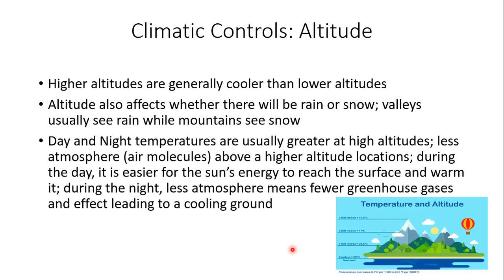You get less atmosphere at higher altitudes. That means there are fewer air molecules. They're less crowded up there, those molecules. During the day, it's easier for the sun's energy then to reach the surface and warm it. While during the night, there's less atmosphere for that particular energy to pass through. That means fewer greenhouse gases and effect, leading to a cooling ground.